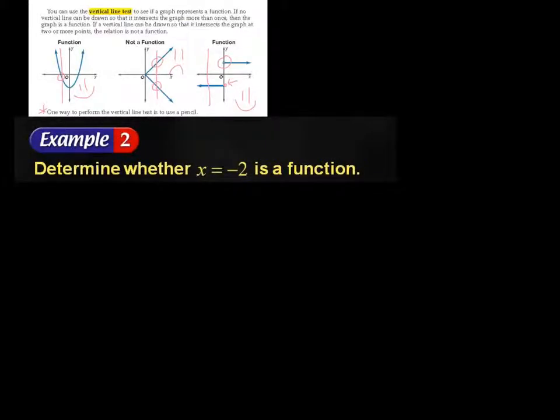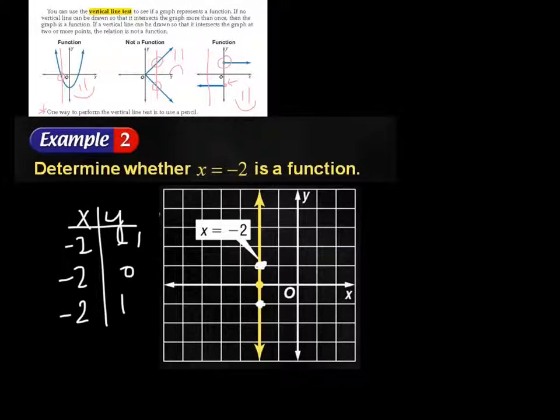For example 2, they ask us to determine whether x equals -2 is a function. Let's make a table of values. Well, they only gave us one value for x, so I'm going to get 3 different values for y. Let's say it's -1, 0, 1. We like those numbers. If we plot those points and draw the line, we'll get a vertical line. If we check a vertical line, at some point it is going to epically fail the vertical line test, because a vertical line will pass it an infinite number of times. So that is not a function.